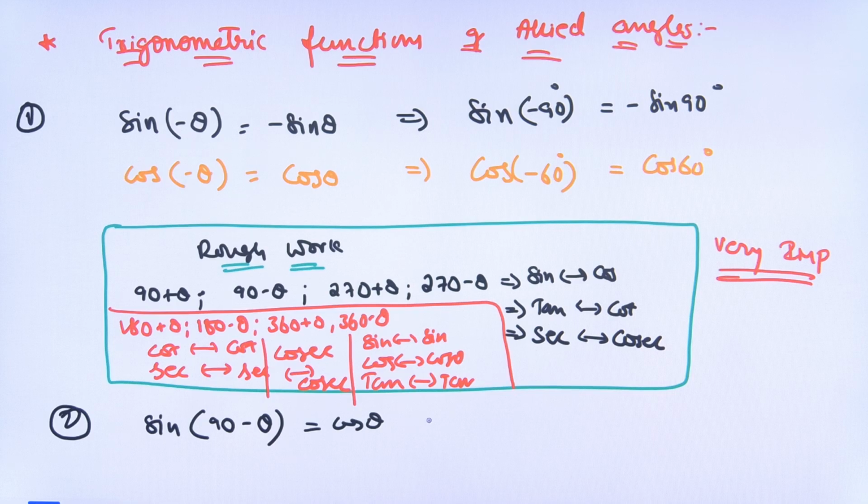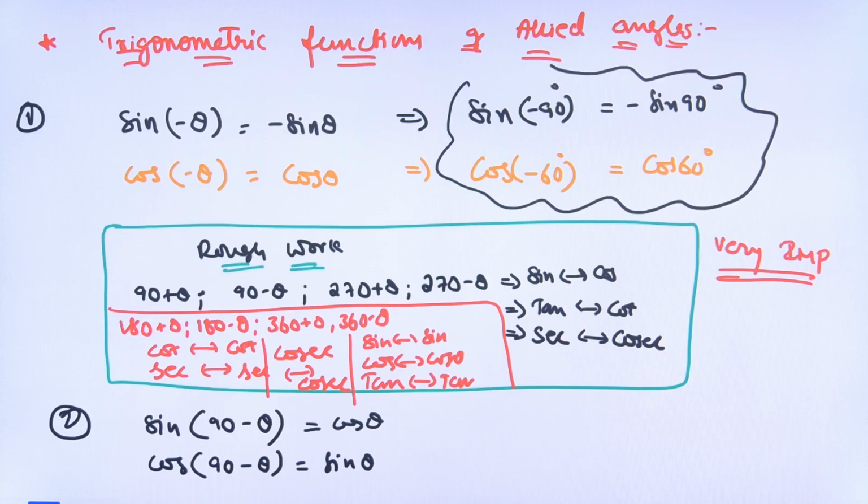Similarly, cos 90 minus theta should change to sine theta. Whenever 90 minus or 90 plus comes, sine should change to cos, cos should change to sine. Remember, I'm not writing examples now, students, only these two I gave examples. I'm writing the formulas directly without examples. So sin 90 minus theta will become cos theta, cos 90 minus theta will become sin theta.